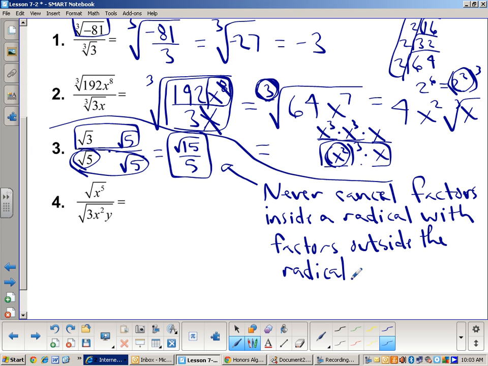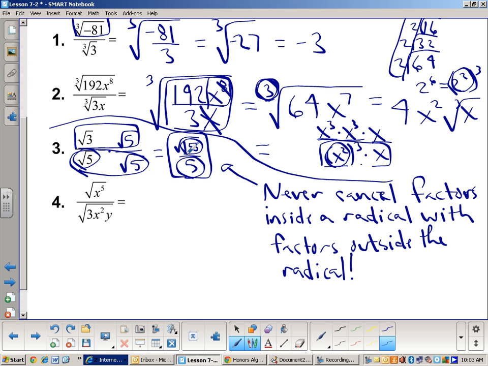Okay? Never cancel factors that are inside the radical with factors that are outside the radical. So this is outside the radical sign, this is inside the radical sign. Do not ever try to cancel them, it doesn't work. It gives you wrong answers. Okay?